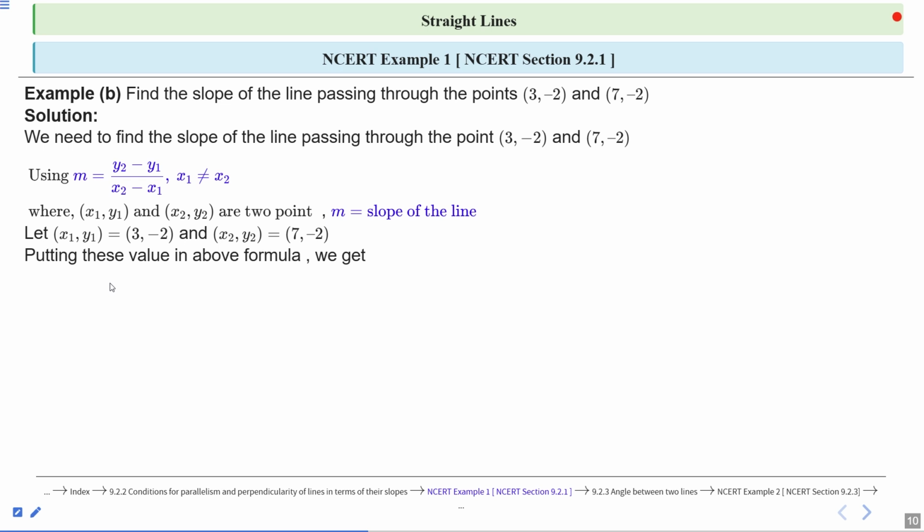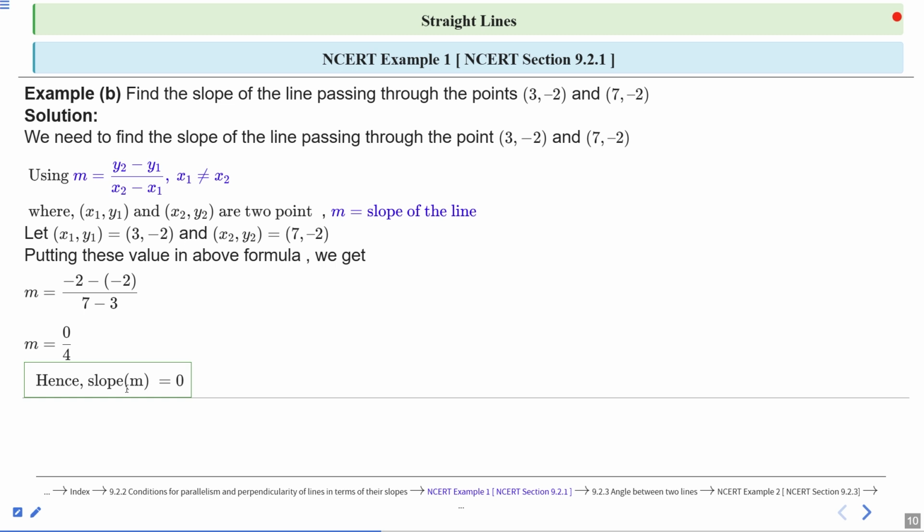Now putting these values in our formula, m equals (y2 minus y1) divided by (x2 minus x1), what do we obtain? We obtain m equals -2 minus (-2) divided by 7 minus 3. And then you will get m equal to 0 over 4.